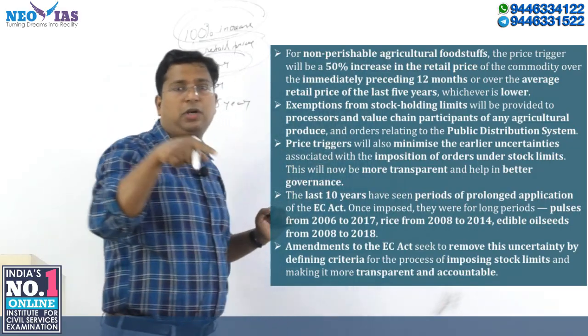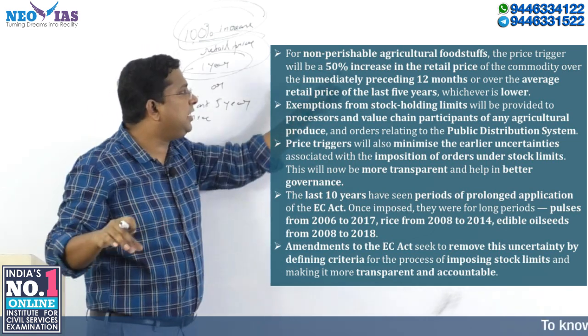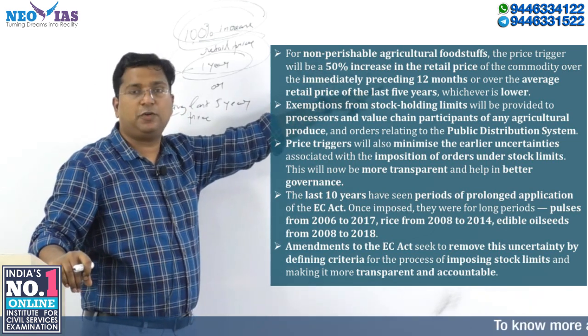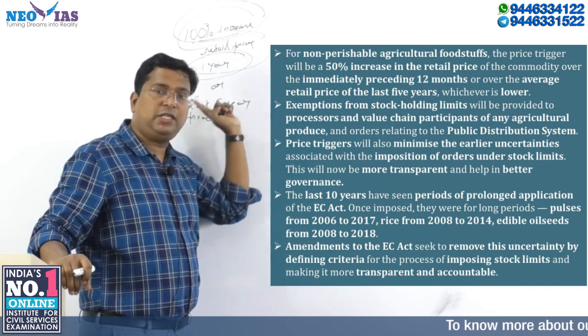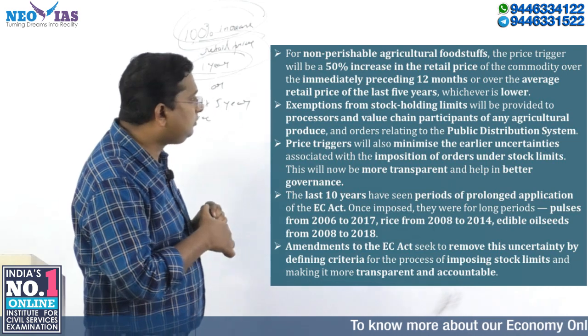So this can be important for your prelims also. What is the price trigger? A 50% increase in the retail price for non-perishable agricultural foodstuff. For horticultural produce, it is a 100% increase in the retail price.